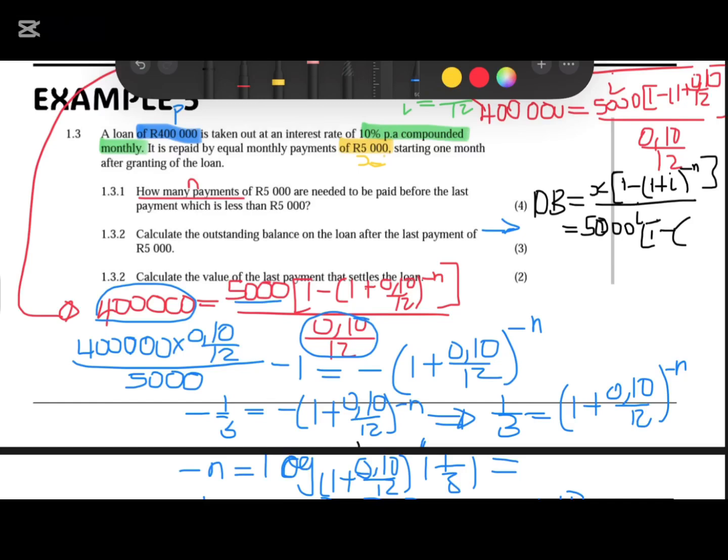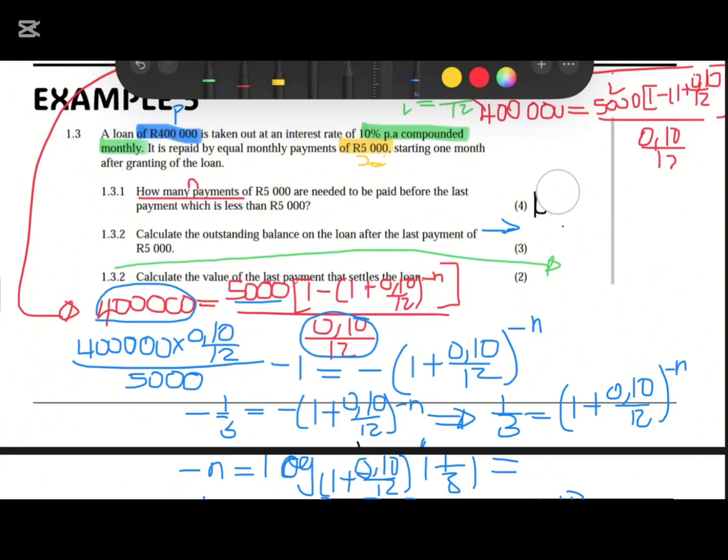Let's look at the last question. On your last question, they say calculate the value of the last payment to settle the loan. So what will be that? Okay, let's use green. We are on this one now. So now you're going to calculate the interest for that loan that will be settled in the last month.